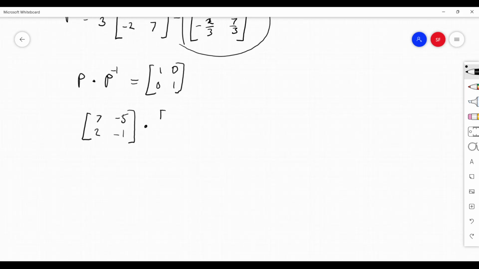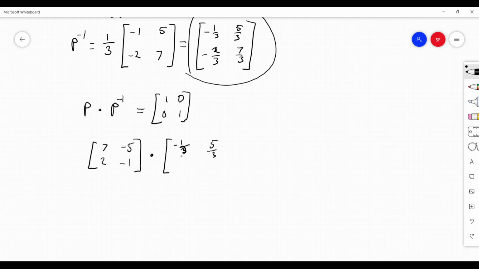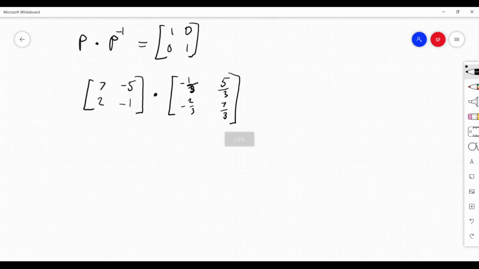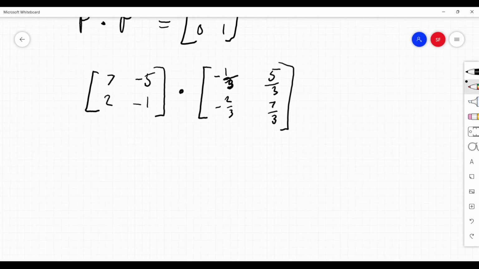Times the one we just found, -1/3, 5/3, -2/3, 7/3. So to multiply those two together, what do we end up with? We end up with 7 times -1/3 and -5 times -2/3.